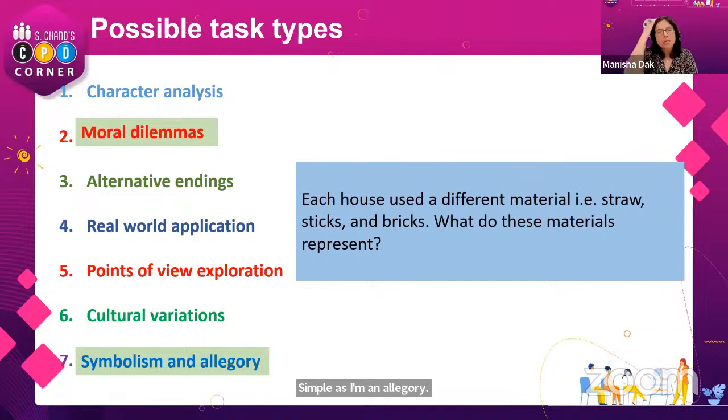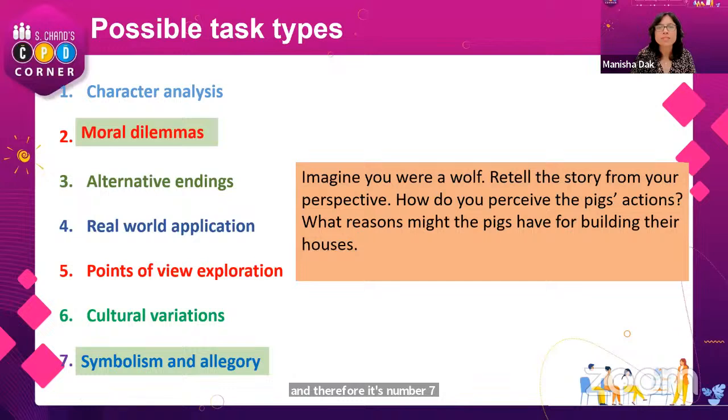Because each material that they are using actually represents a quality. So, for example, straw is something maybe for people who are vulnerable, who are weak, or stone can be used for people who are strong. They have strong willpower. They don't break down that easily. So there is symbolism used here, and therefore it's number 7. Let's look at number 3. Tell me.